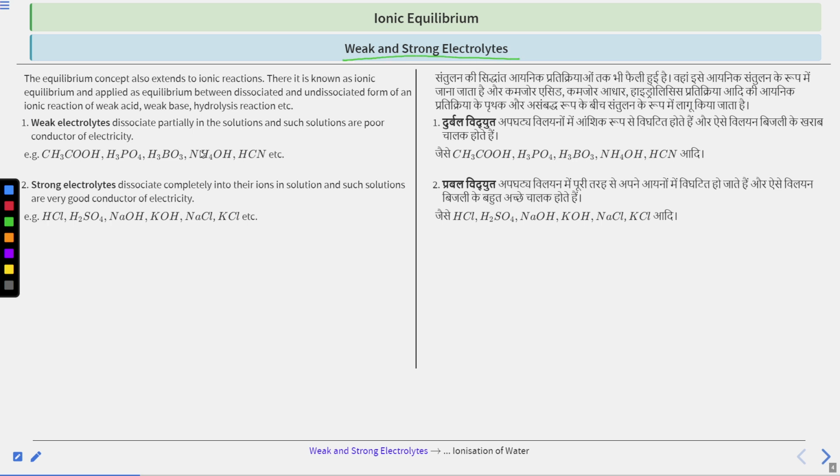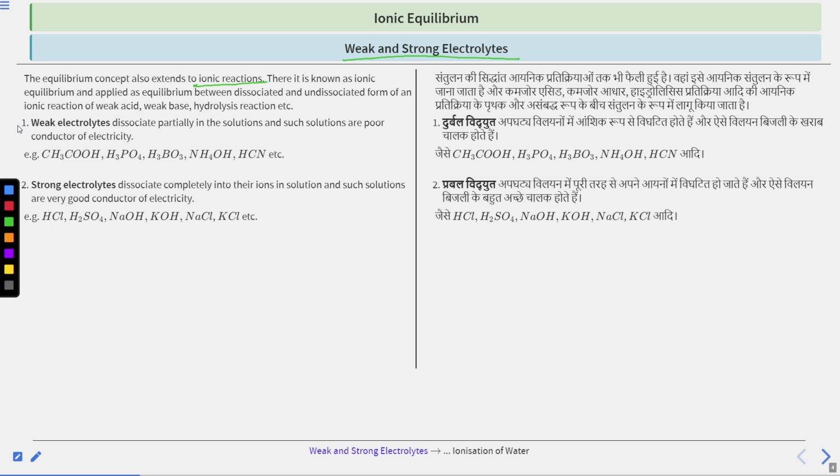So there are two types of electrolytes, weak electrolytes and strong electrolytes. First of all, we are studying ionic equilibrium. So the equilibrium concept also extends to ionic reactions, in which ions are involved, in which the molecule has ionic bonds. There it is known as ionic equilibrium and applied as equilibrium between dissociated and undissociated form of an ionic reaction of weak acid, weak base, hydrolysis reaction, etc. So we are going to talk about the ionic equilibrium in detail.